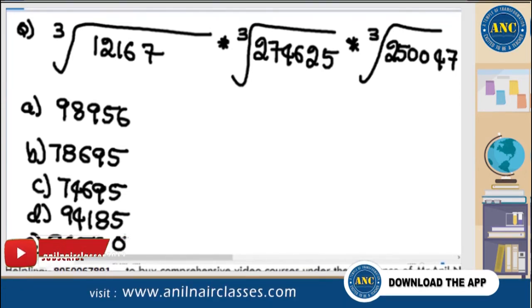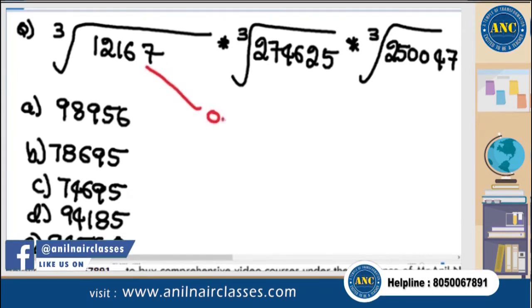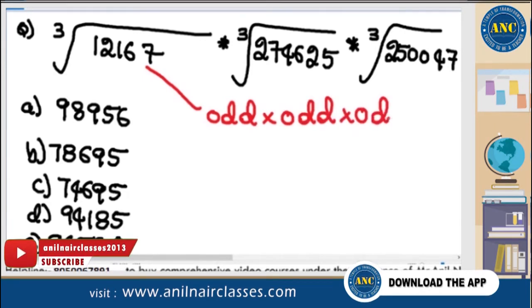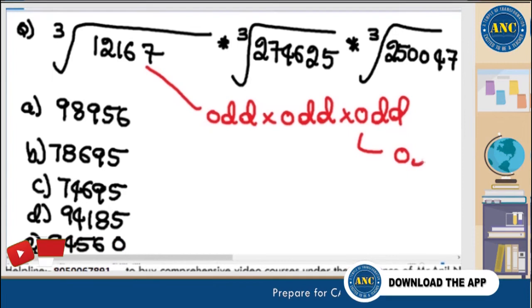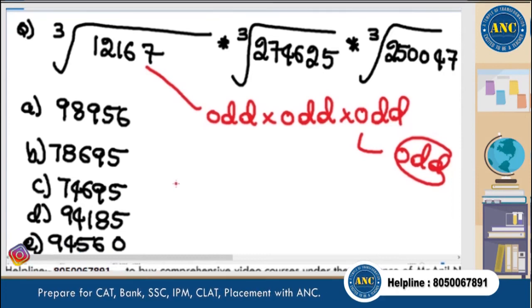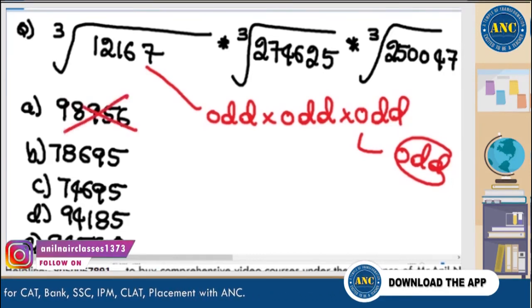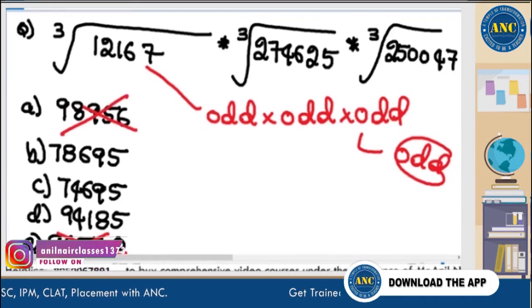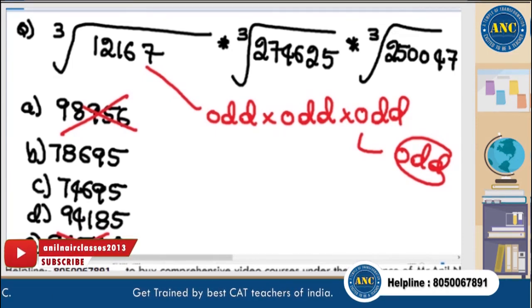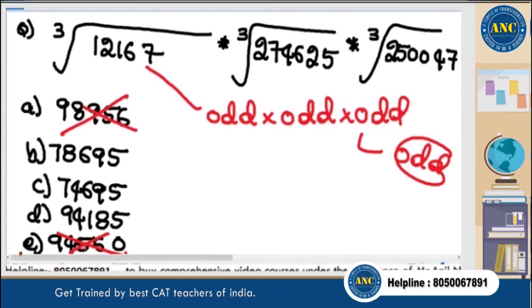The options are 78695, 74695, 94185, 94180, and 94560. Immediately it should strike your mind. This is an odd number. This is also an odd number. Third is also an odd number. Odd into odd into odd, answer should be odd. This is not an even number. This is an even number. First and last are out. I hope it is clear, right, sir?